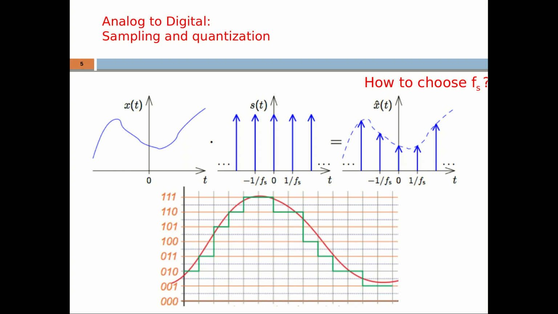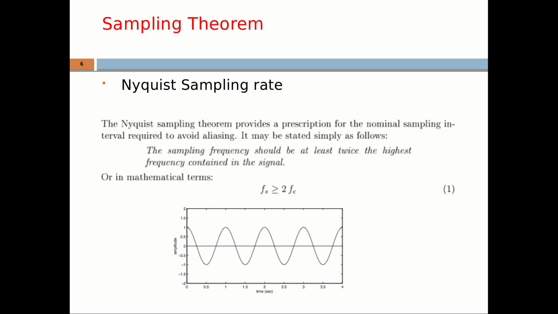So how do we ensure that we sample the signal correctly in such a way that we don't lose the properties of the signal? Let's see. The Nyquist sampling theorem provides us with a good sampling rate, Fs. This theorem states that the sampling frequency Fs should be at least twice that of the maximum frequency contained in the signal. In mathematical terms, Fs, the sampling rate, is greater than or equal to 2 times the maximum frequency contained in the signal.